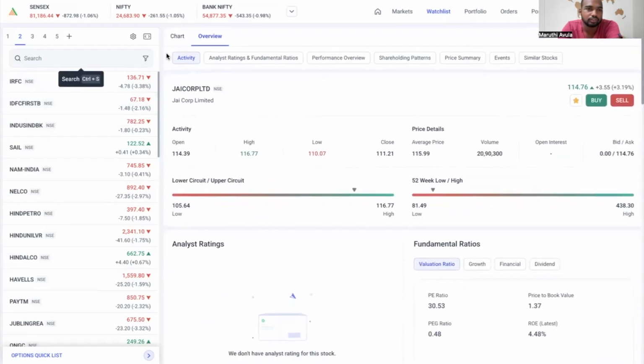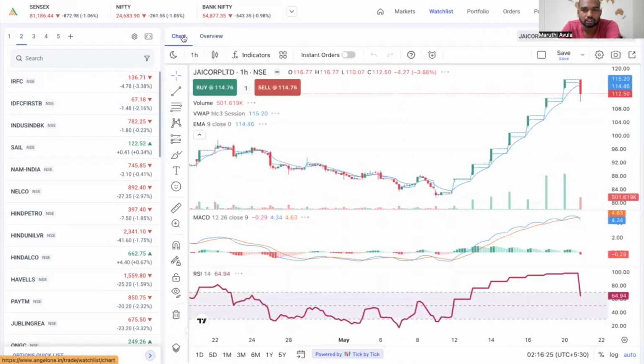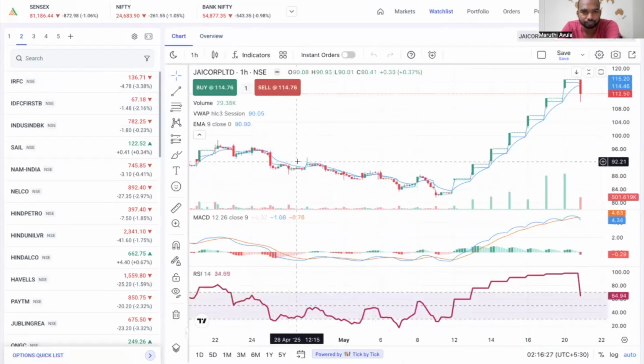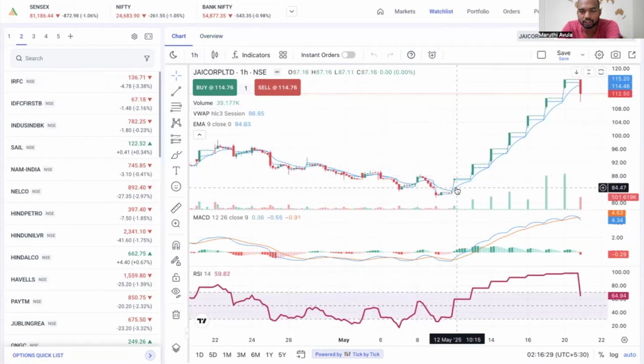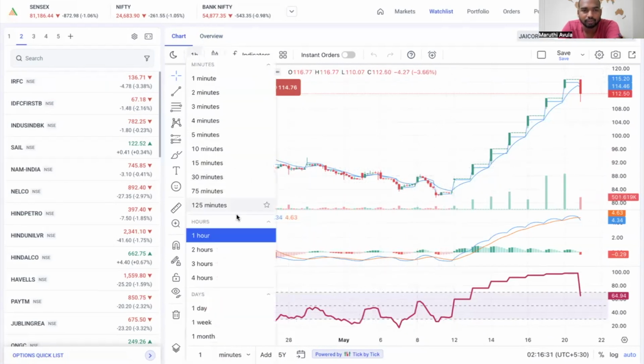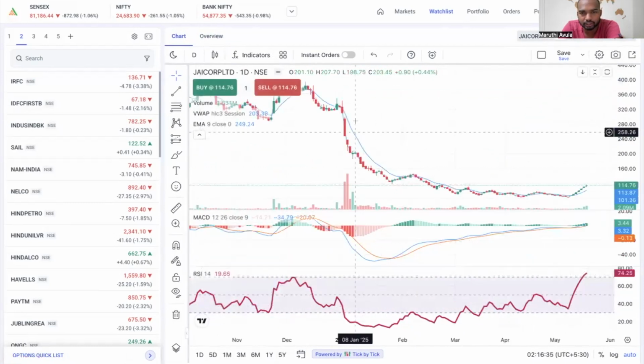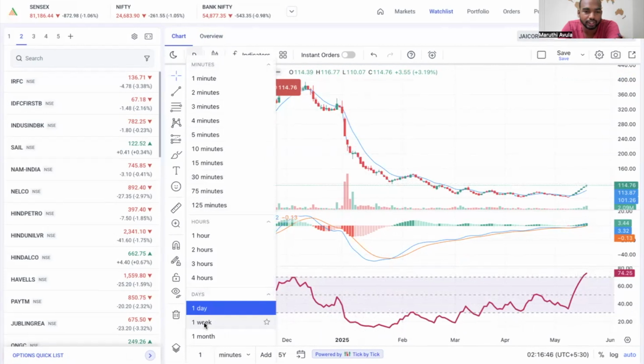See, when you look at the 1 hour candle, you can't understand, but when we switch to the 1 day candle, you can see a sharp fall in the market. So it is a sell off. To understand it more clearly, I am switching to weekly candles.